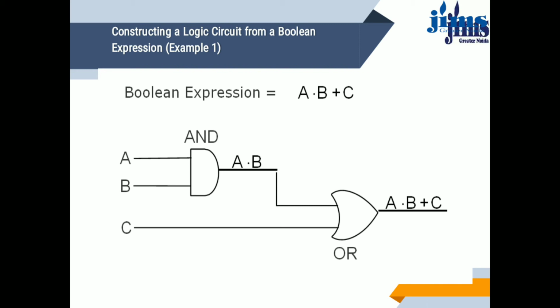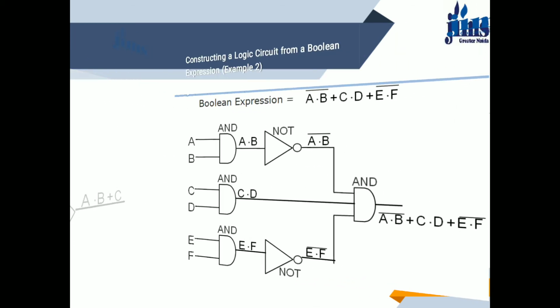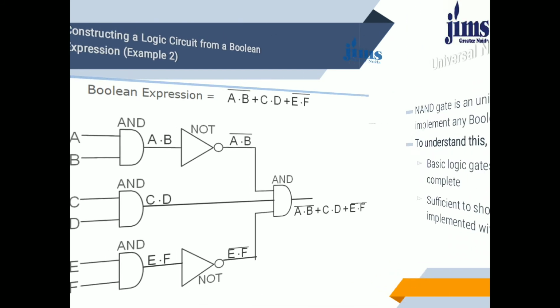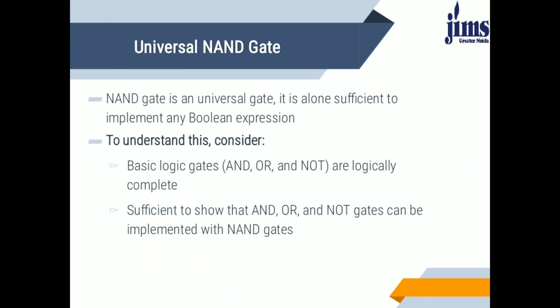This is the way through which a logic circuit can be prepared from a Boolean expression. This is another example. You can do it yourself. Now let's talk about the universal NAND gate. As I have told you, AND, OR and NOT, all 3 gates can be built up using NAND gate. So how can they be built up?